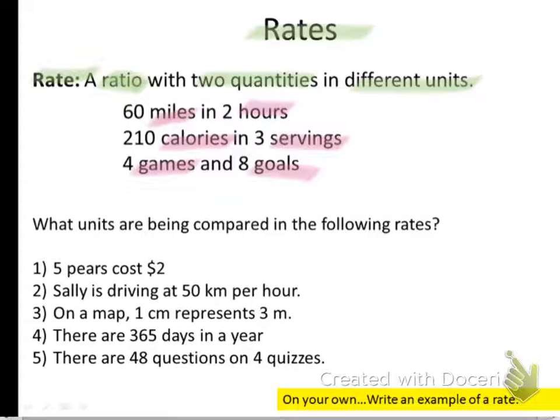For 1 to 5, we're going to look and see what units are being compared in the following rates. The first one says 5 pears cost $2. In this example, my first unit would be pears, and my second is dollars. For number 2, it says Sally is driving at 50 kilometers per hour. In this case, my units are kilometers and hour.